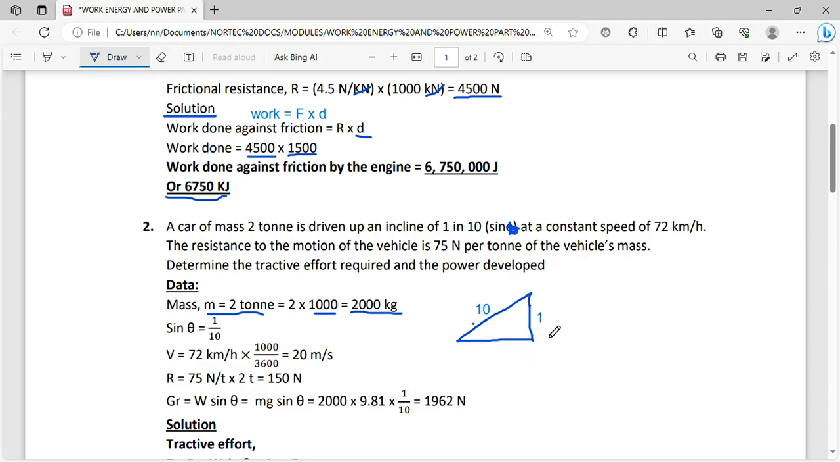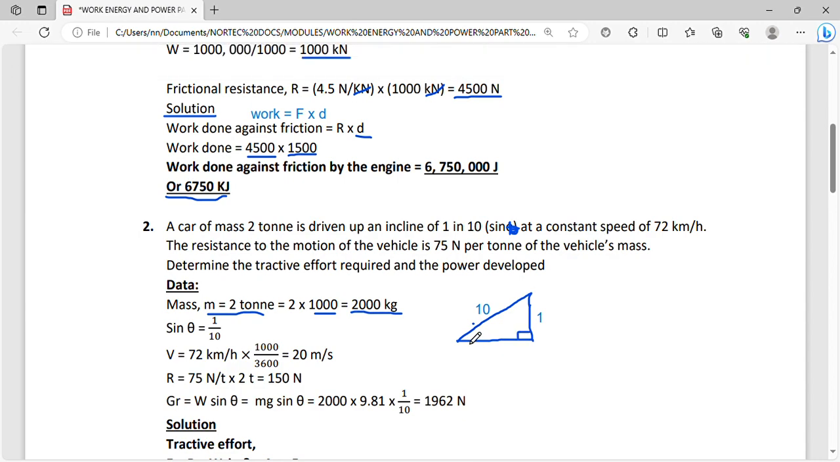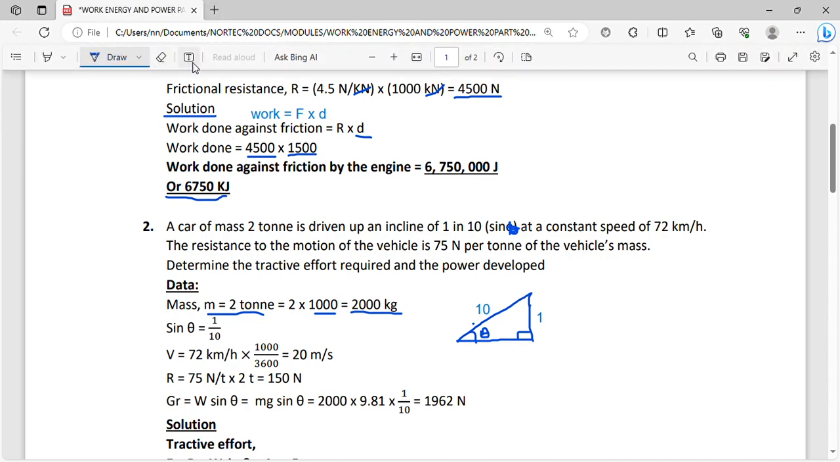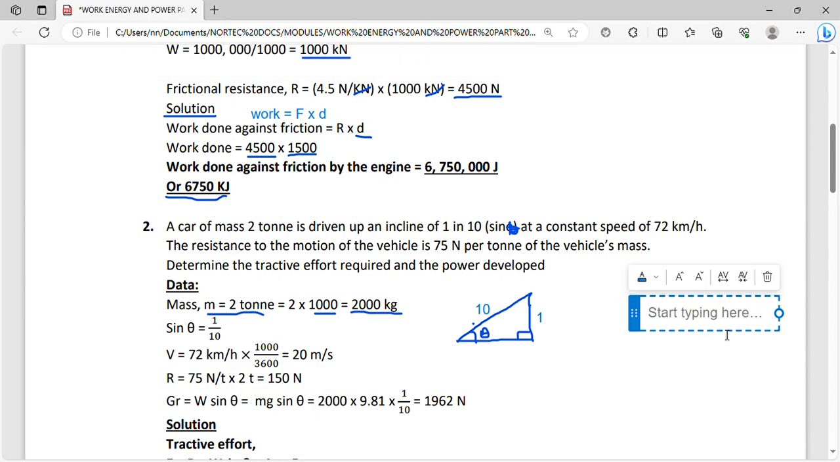So if I'm saying that this is right angled, then I'm trying to locate this angle here, theta. What is the ratio between 1 and 10? 1 is the opposite, 10 is the hypotenuse. What do we call that ratio? Opposite over hypotenuse? Is it sine or cos?